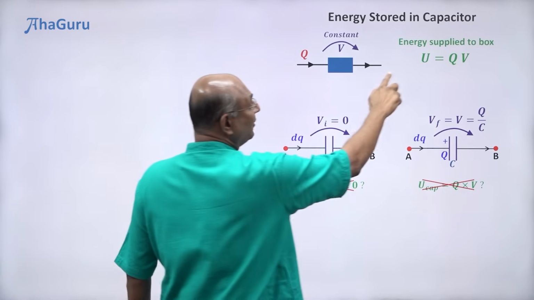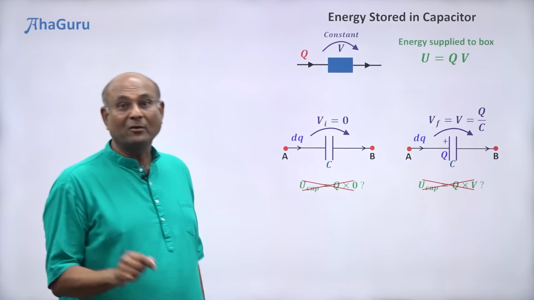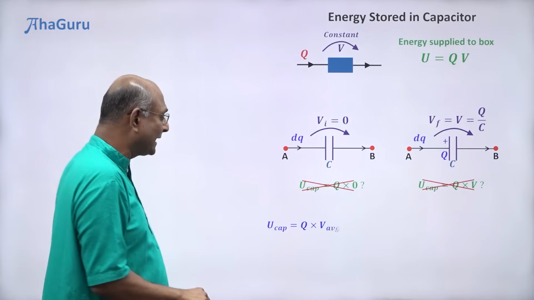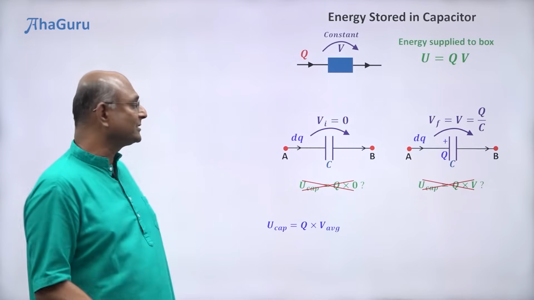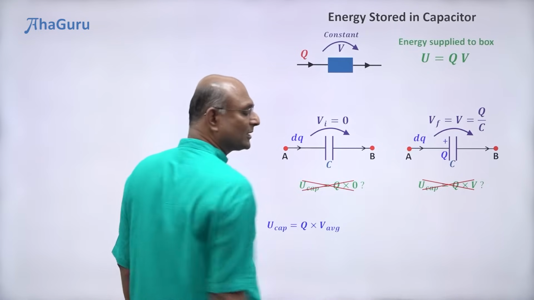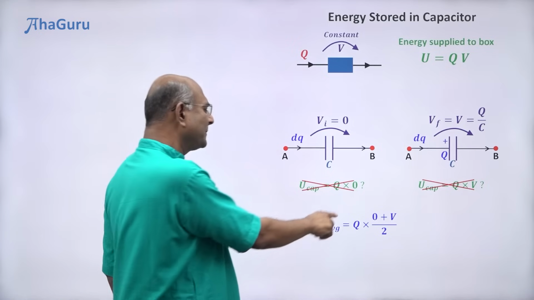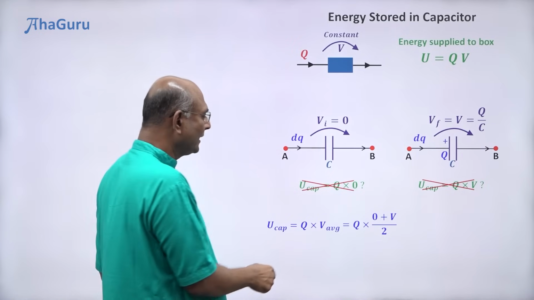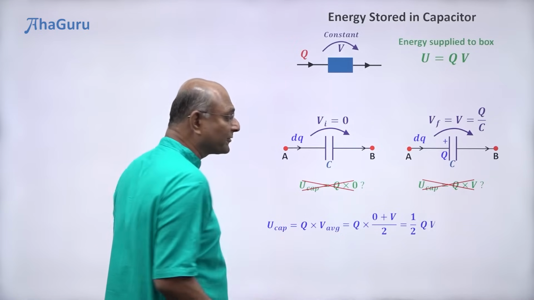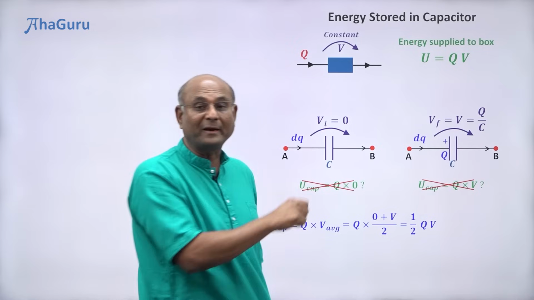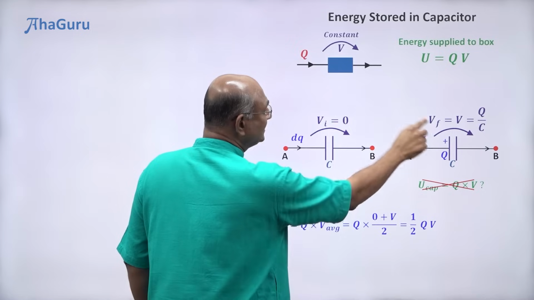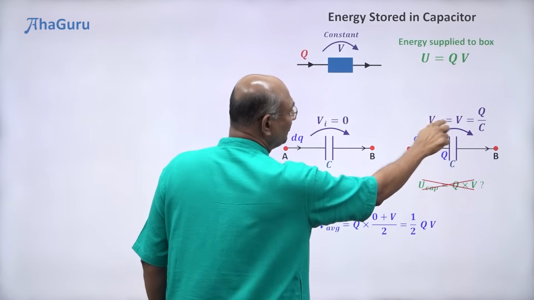Well, we can use this formula, but instead of using V, we will use average potential drop. So we can say that the energy supplied to the capacitor is Q times average potential drop. What is the average potential drop? Initial potential drop is 0. Final potential drop is V. So average potential drop must be 0 plus V by 2. Okay. So Q times 0 plus V by 2. What is this V by 2? Q times V by 2, half QV. Where do you get that half from? The half comes in because when we use average potential drop, initially it is 0, finally it is V.